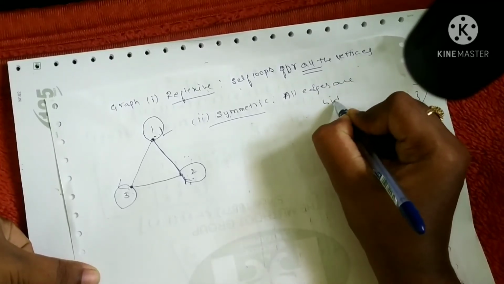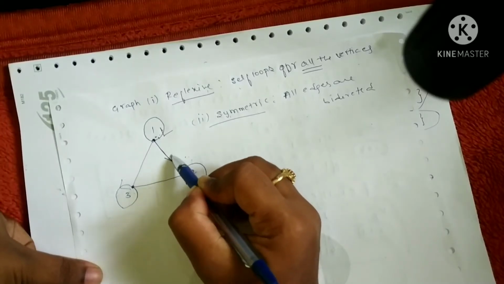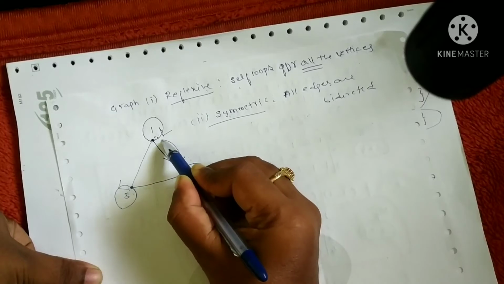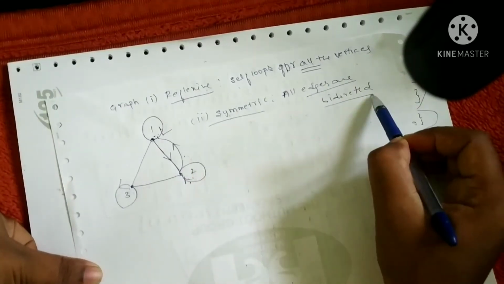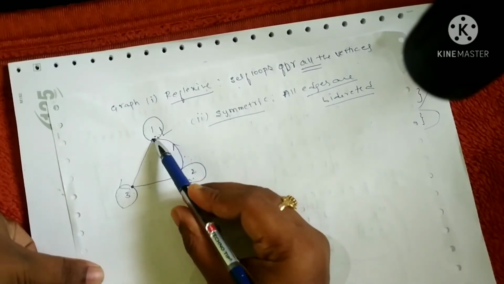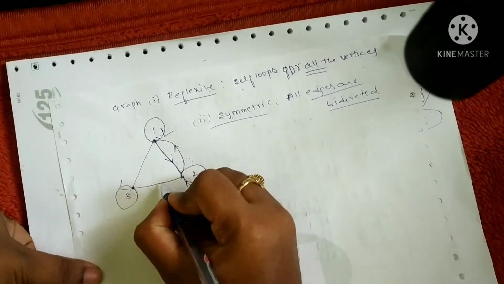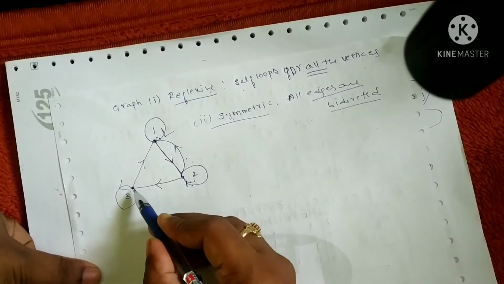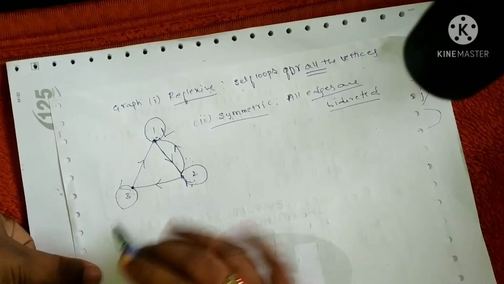edges are bidirected. In the sense, I have an edge from 1 to 2. Suppose I have one more edge from 2 to 1. What I said is, all the edges are bidirected. Now I have an edge from 1 to 2, and again an edge from 2 to 1. But we don't have an edge between 3 to 1 and 3 to 2. Something like, I have an edge from 2 to 3, an edge from 3 to 1, but I don't have an edge from 3 to 2, and again I don't have an edge from 1 to 3. So this is not symmetric.